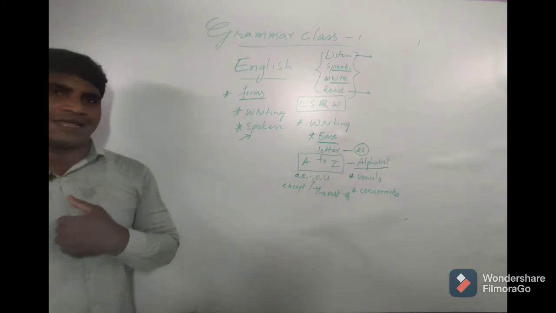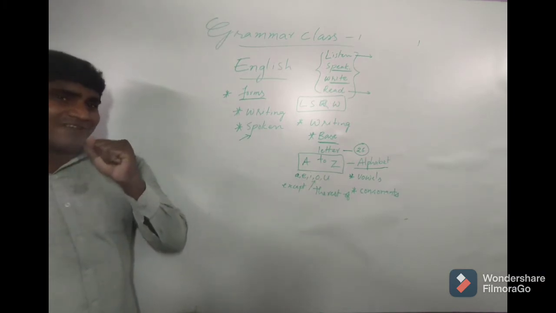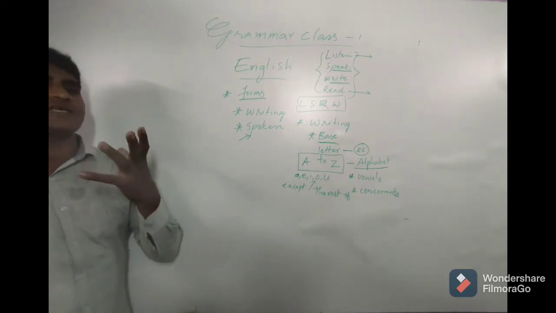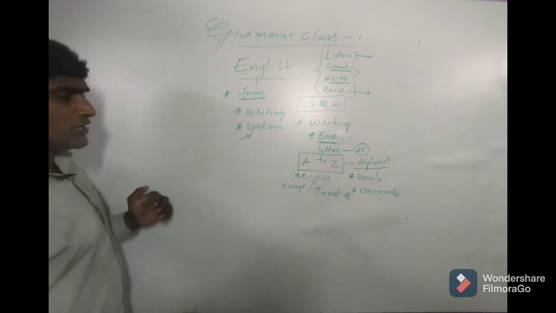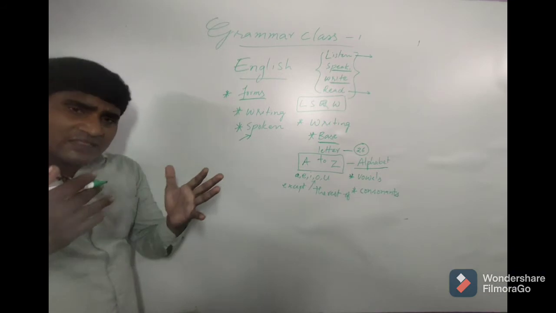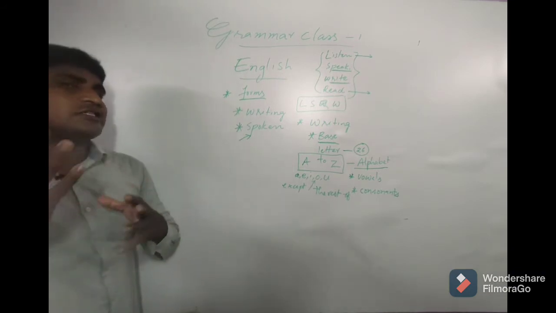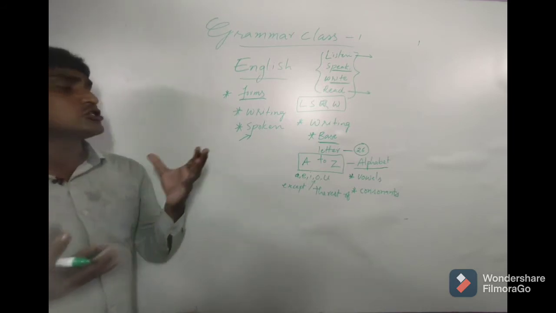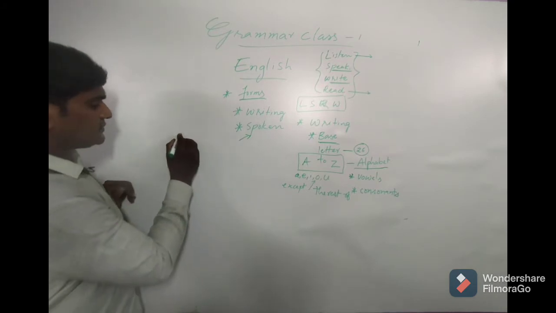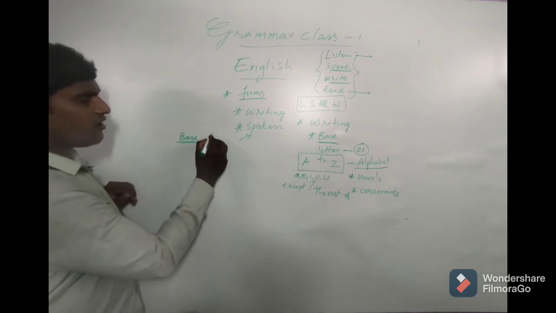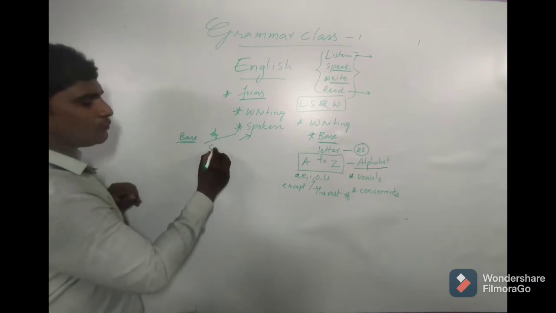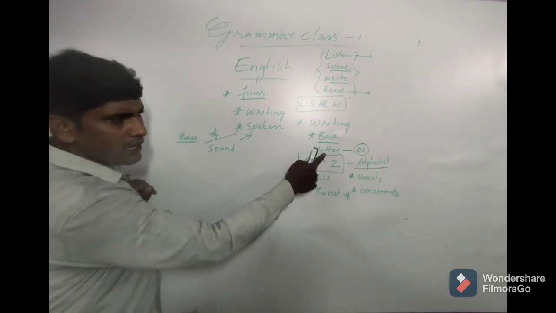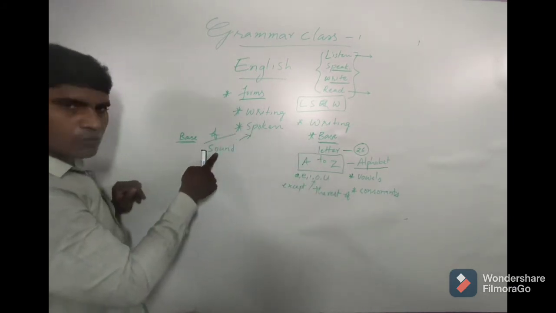Now I'm speaking to you in English. By using some sounds, I'm speaking to you in English. So here, I'm using the English language in the spoken form to reach you. To reach you, I'm using some sounds, so the base of the spoken form is sound. Have you understood this? Sound is the base. For the writing form, the letter is the base. For the spoken form, sound is the base.